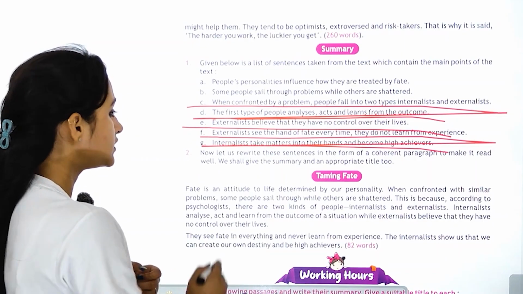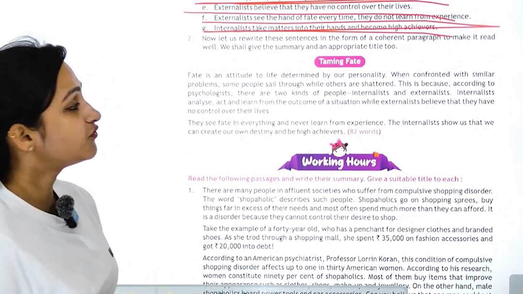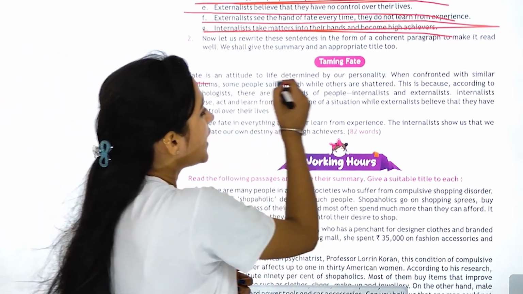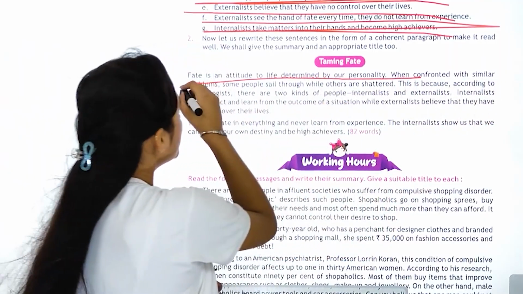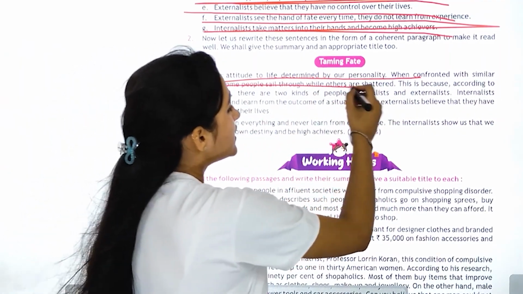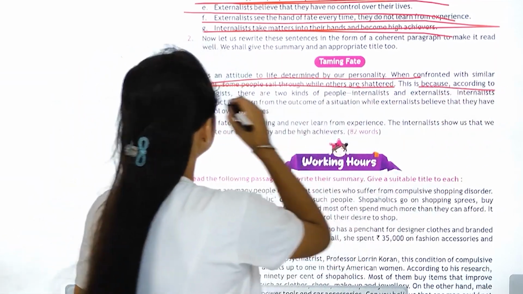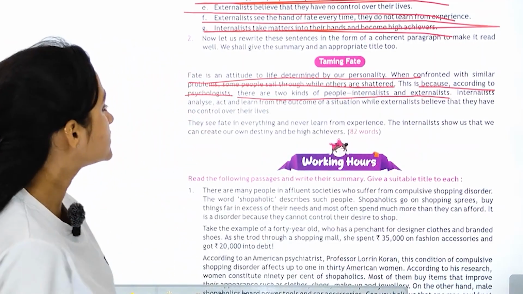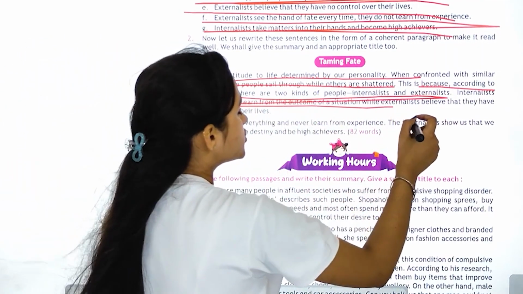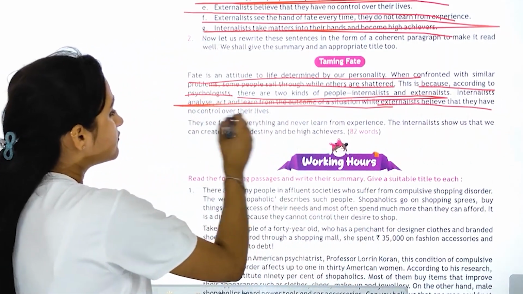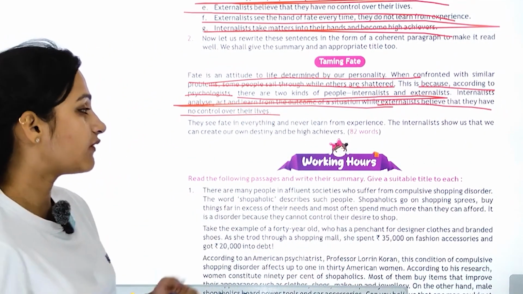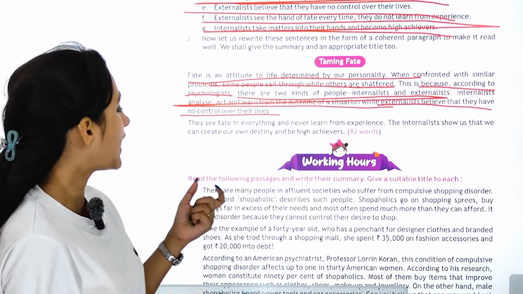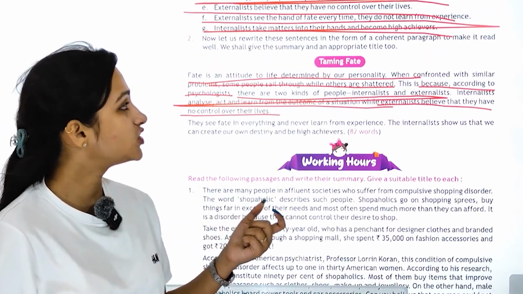We shall give the summary an appropriate title too. हमने क्या दिया? Taming fate. So fate is our attitude to life determined by our personality. When confronted with similar problems, some people sail through while others are shattered. This is because, according to psychologists, there are two kinds of people, internalists and externalists. Internalists analyze, act, and learn from outcomes of situation, while externalists believe that they have no control over their lives. They see fate in everything and never learn from experience. The internalists show us that we can create our own destiny and be high achievers.